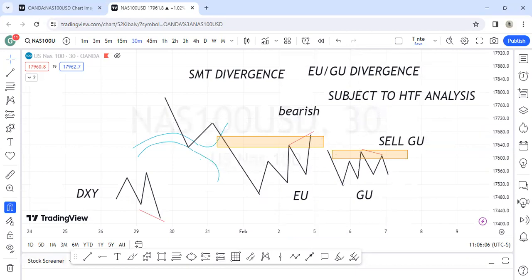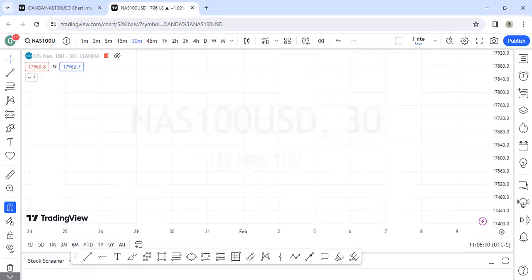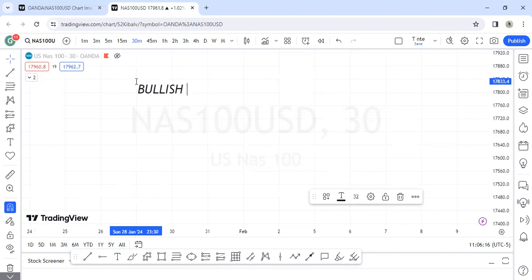Now, let's talk about the bullish example. So for a bullish example, you guys should follow me.